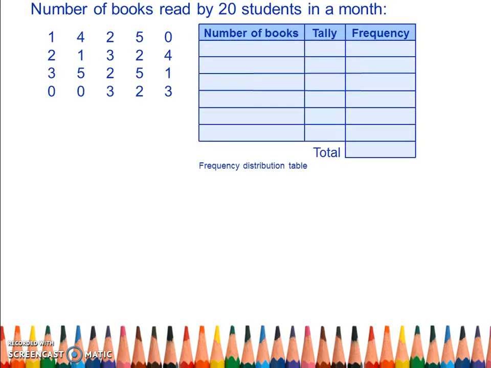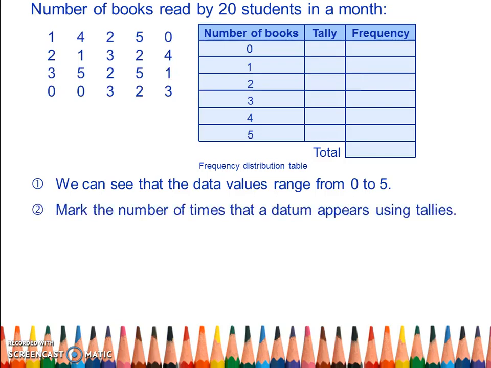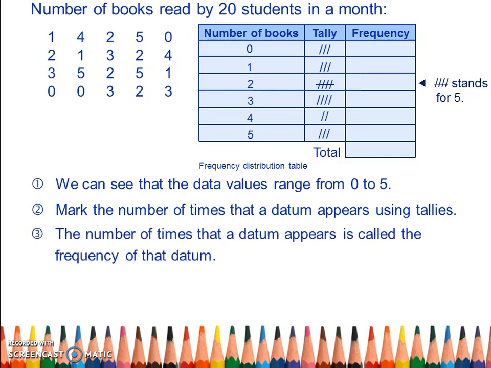Okay, we will use a frequency distribution table, and then we find out that the data value ranges from 0 to 5. We put it into the table, and then we mark the number of times that the data appears using tallies. Okay, 0 appears 3 times, so 3 tallies, and then 1 appears 3 times, 2 appears 5 times. Okay, for 5 times we use this kind of tally to represent it, and then we move on.